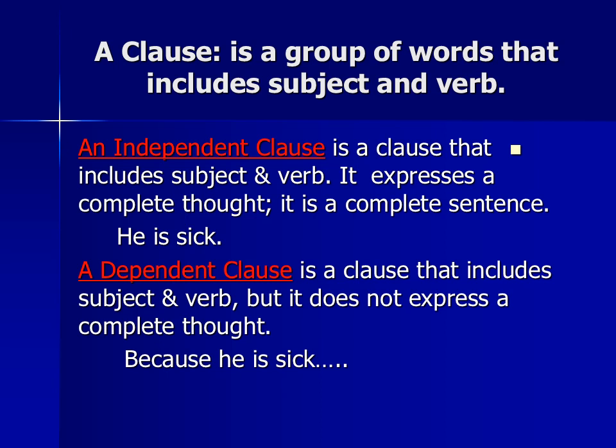An independent clause is a clause that includes subject and verb. It expresses a complete thought and it is a complete sentence. For example, he is sick. A dependent clause is a clause that includes subject and verb, but it doesn't express a complete thought. For example, because he is sick. واضح من المثال إنه this is not a complete thought. الفكرة غير مكتملة، الجملة غير مكتملة. That's why ولذلك we can say that all sentences are clauses, but be careful, not all clauses are sentences.